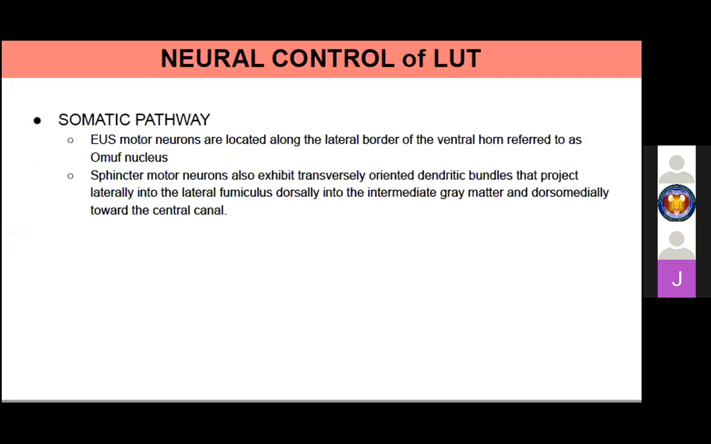Next, please. So in the somatic pathway, the urethral sphincter motor neurons are located along the lateral border of the ventral horn, referred to as Onuf's nucleus, and the sphincter motor neurons also exhibit transversely oriented dendritic bundles that project laterally into the lateral funiculus, dorsally into the intermediate gray matter, and dorsomedially toward the central canal.